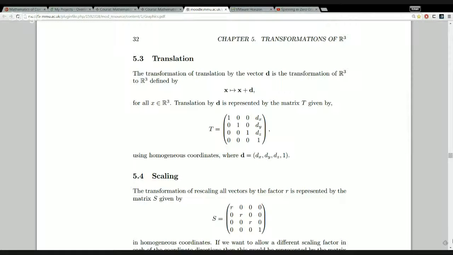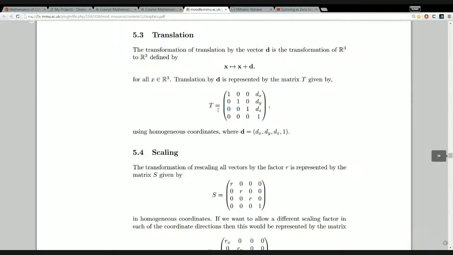And translation by D, this is just a straight generalization of the two-dimensional case. This is the matrix T here, which represents translation by the vector D. So dx, dy, and dz are scalar quantities. They're the three components of the three-dimensional vector D, as you'd normally think of it. And this matrix here, T, is the translation matrix. There really isn't much more to say about it than to do a very quick calculation, just to assure yourself that that is indeed true.